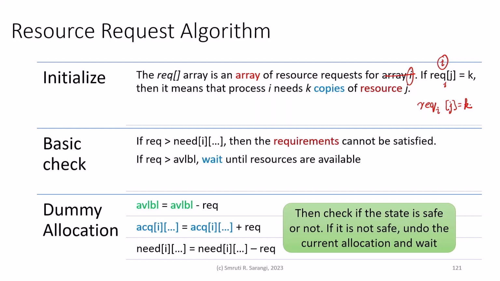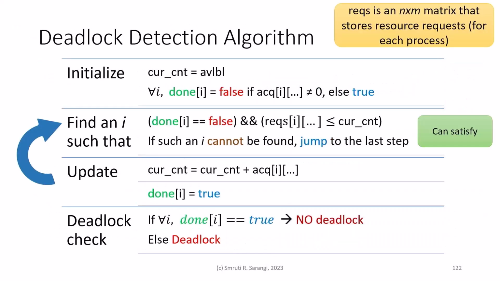All right. So first, you can do a basic check. So clearly, if req is greater than your need, it is violating the contract. Because need is basically saying how much more you will require subject to your pre-declared maximum. If it is more than need, then clearly it cannot be satisfied because you said that at the most you will acquire these many copies of a resource, and now you are violating it. So you can't request more than your need, right? That can never be done.